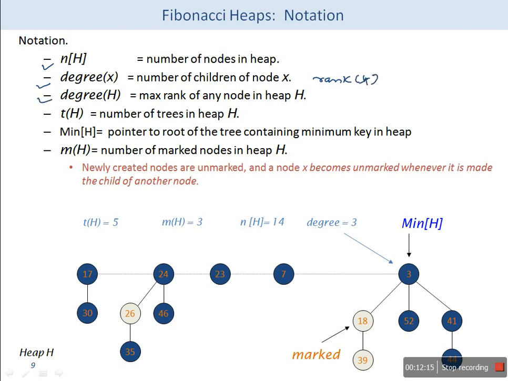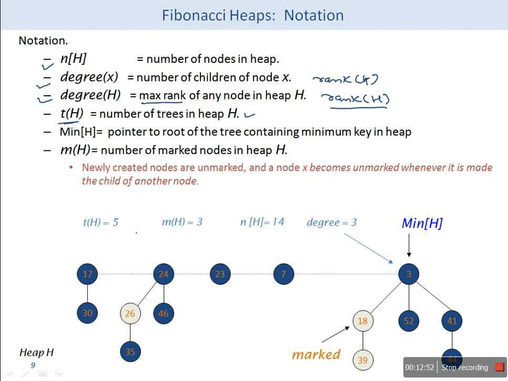Similarly, the degree of h is the maximum rank of any node in the heap. So the maximum number of children of any node in the heap is known as the degree of h, or we can also say it is the rank of the heap. Next, T of h is the number of trees in the heap. You can count the number of roots in the heap, which gives T of h. Min of h points to the tree containing the minimum key in the heap. M of h is the number of marked nodes in the heap.